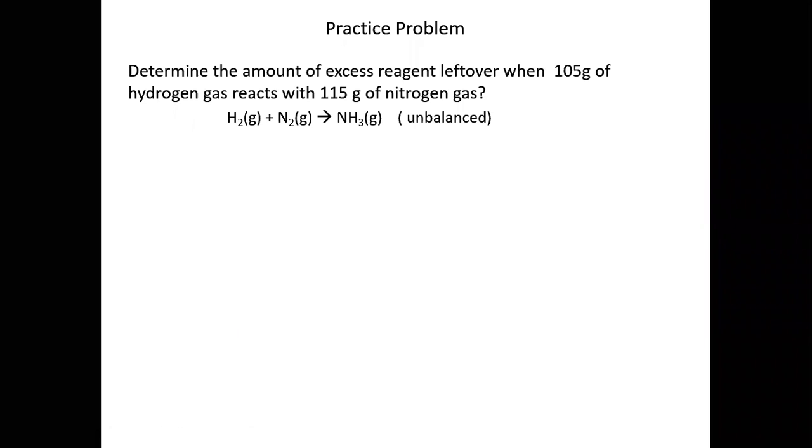So here we want to determine the amount of excess reagent left over when 105 grams of hydrogen gas reacts with 115 grams of nitrogen gas. So we have this reaction involving hydrogen and nitrogen to produce ammonia. We want to know how much of the excess reagent is left over. So in order to determine the excess reagent, we have to first determine which one is the limiting reagent.